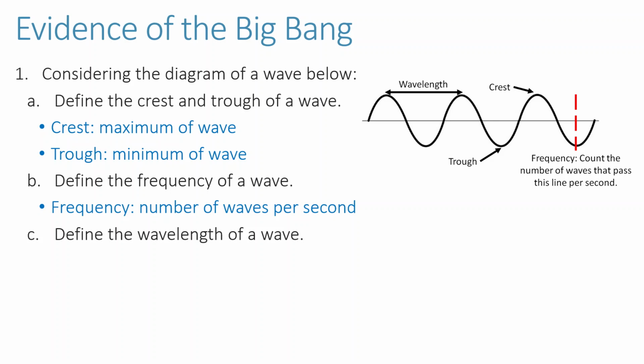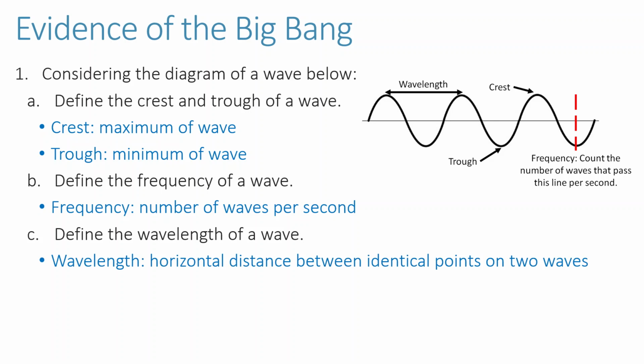And then wavelength is the distance between two identical points on a wave. So the horizontal distance, such as between the trough and the trough, will give you a wavelength. You could do crest to crest, trough to trough, or this point to this point. That's one complete wave.